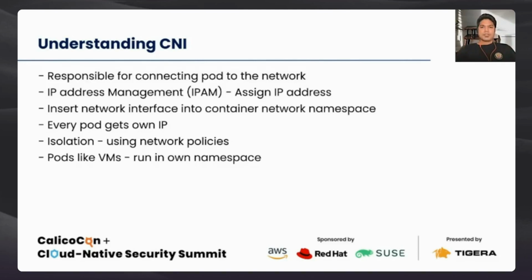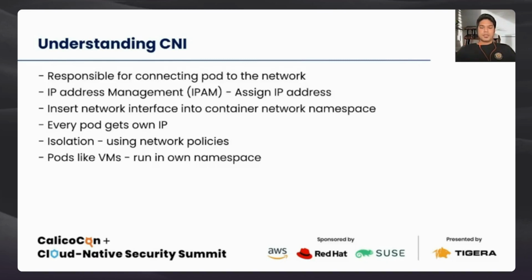Managing IP addresses in Kubernetes. Assigning IP addresses is a part of CNI's job. CNI will insert a network interface between the container and the network namespace. CNI will make sure every pod will get one IP address. CNI will help create isolation.